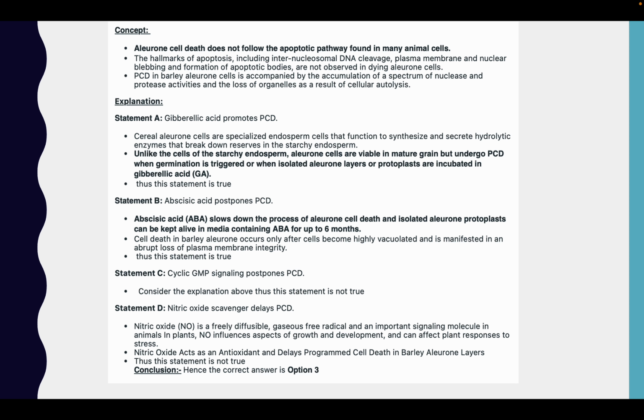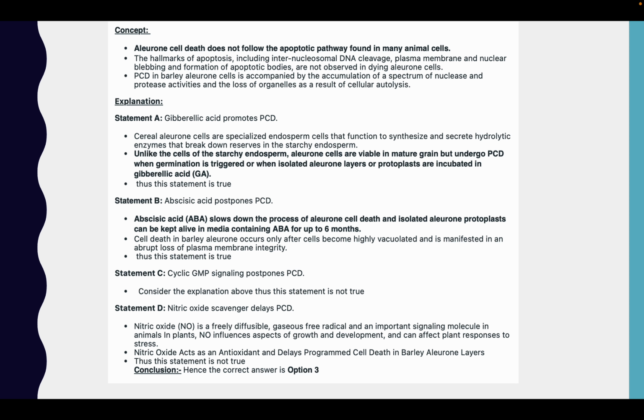In the second line, it's written that cell death in barley aleurone occurs only after cells become highly vacuolated and is manifested in an abrupt loss of plasma membrane integrity. So after 6 months, the cells will become highly vacuolated and then it will lead to cell death. It is saying that up to 6 months it can postpone PCD. After 6 months, it will lead to death of that cell.